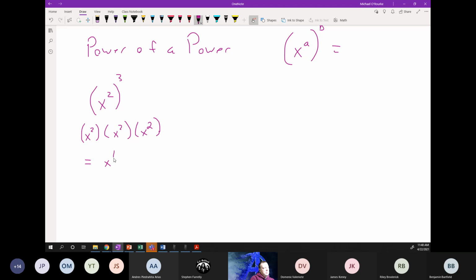x to the power of 6. Good. Let's try this one. What's 2 to the power of 4, to the power of 4? Well, if I write that out long ways, it's 2 to the 4 times itself 4 times, which would be 2 to the power of 16 when I multiply all these together.